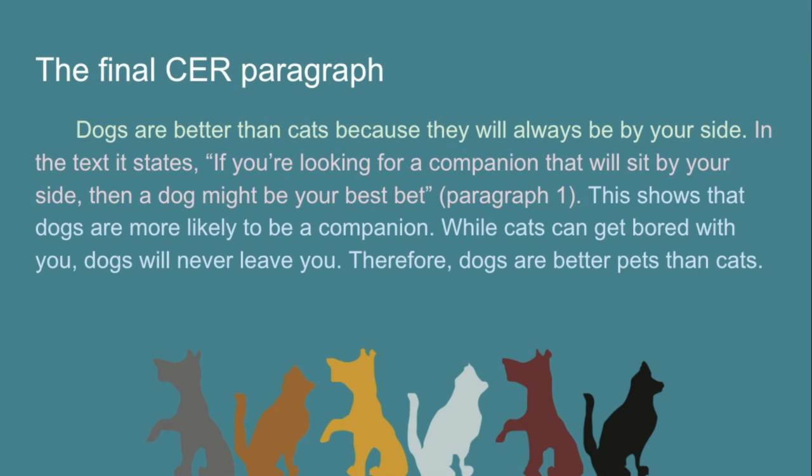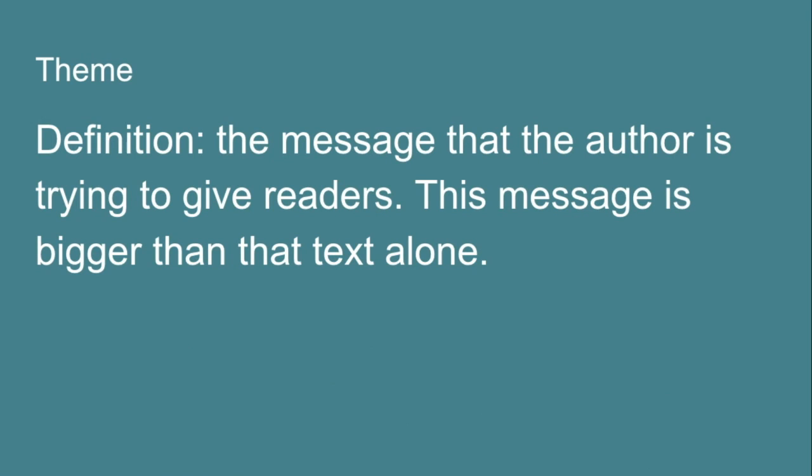All right, good. Now we're going to look at theme. So the definition of theme is the message that the author is trying to give readers. This message is bigger than the text alone. I know you guys talked about theme last year, but I want to expand upon our knowledge of theme and let you in on how I teach theme and how I want you to think about theme. So it says the message the author's trying to give the reader. So why would this author write this text? What are they trying to teach people? That is what a theme is.